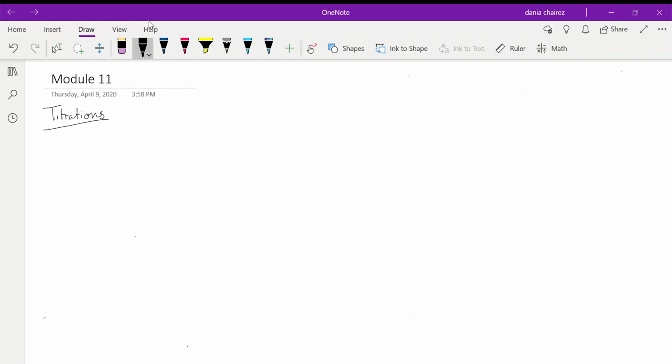So let's say that we're going to figure out the pH of a titration of a 40 ml solution of 0.5 molar NH3 by a 50 ml solution of 0.2 molar HCl, given that the Kb of ammonia is 1.8 times 10 to the negative 5.